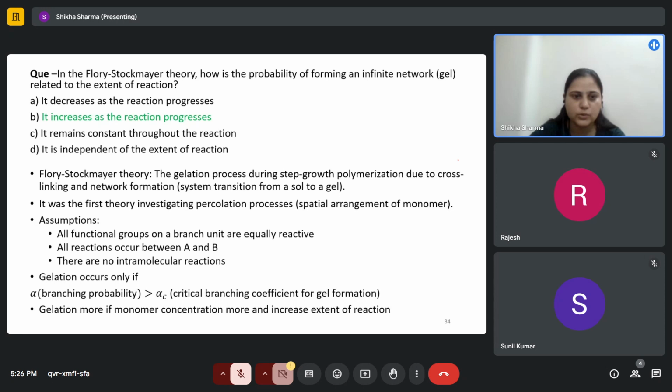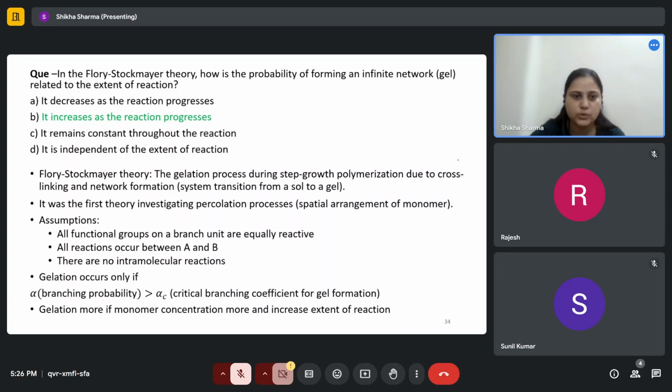So the answer is B, as it increases as the reaction progresses. So as the reaction progresses, the probability of forming an infinite gel also increases, and the extent of reaction will also increase.